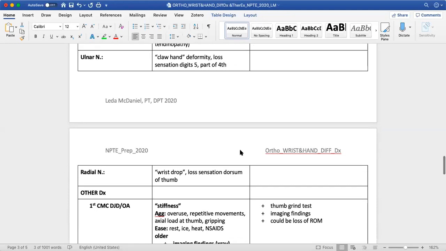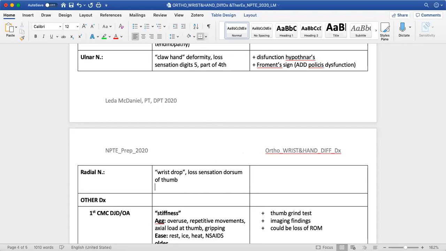Ulnar nerve, you're going to see loss of sensation where the ulnar nerve supplies. Could see dysfunction of the hypothenars, and then a positive Froment sign in which the adductor pollicis is dysfunctional. And there are others, but these are kind of the main ones.